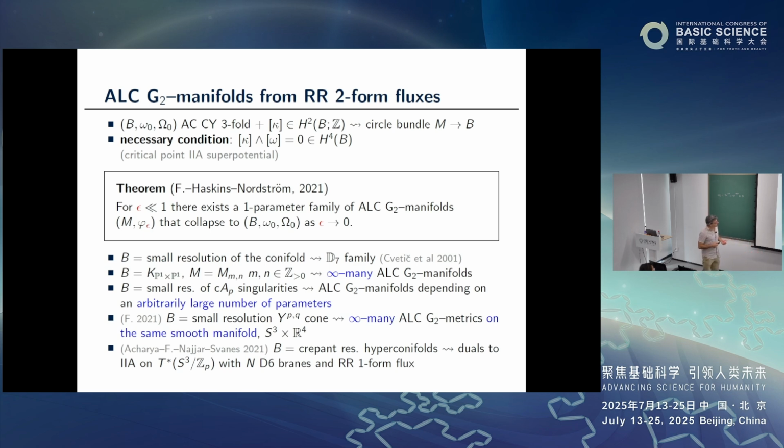The existence of this G2 metric follows from this theorem, or rather an extension of this theorem where you allow the Calabi-Yau to be an orbifold. So as far as I know, this is not explicit. It is just proved by solving the equation, proving that you can solve the equation when epsilon is sufficiently small.